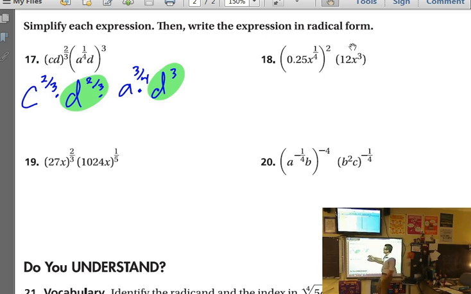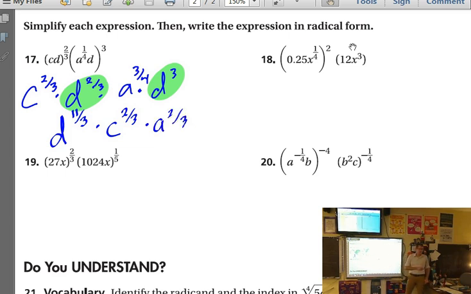So when I combine my D's, I really get D with a power of, well, what? 11/3. Yeah, 3 and 2/3, but that's not a power. So we would instead say 11/3, which we'll clean up in a second. C still has its 2/3, and A still has its 2/3. So now, if you want to clean it up, put it in radical form. The denominator tells you your root. The numerator tells you your power.